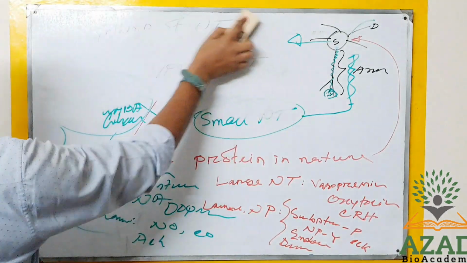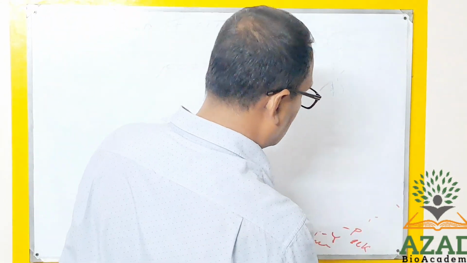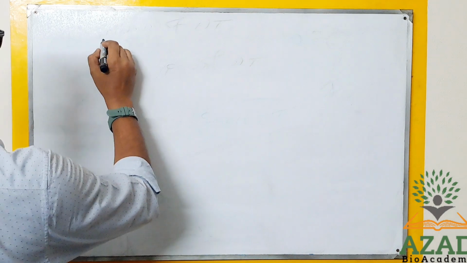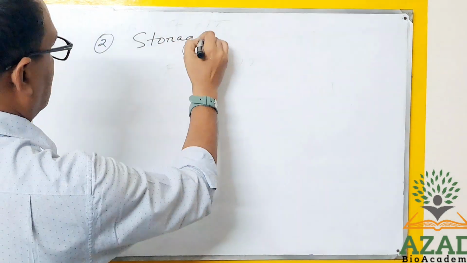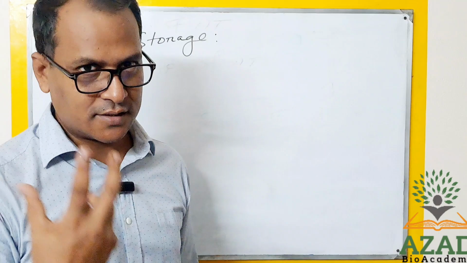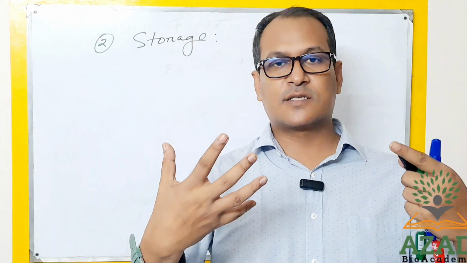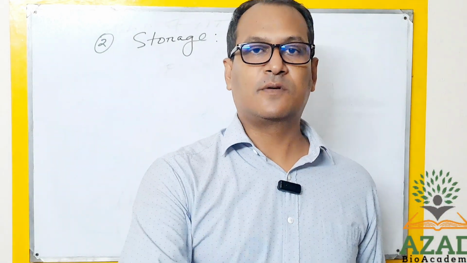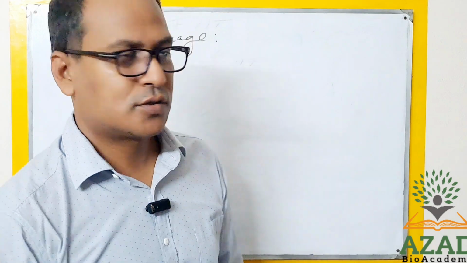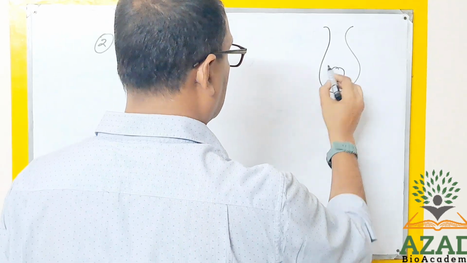Okay, so this is the first step of neurotransmission. Now I will go for the second one, that is storage. So how or where will it be stored? That is the question. Already I said that commonly neurotransmitter is released from the nerve terminal, that is from your axon, and the axodendritic synapse is very common.